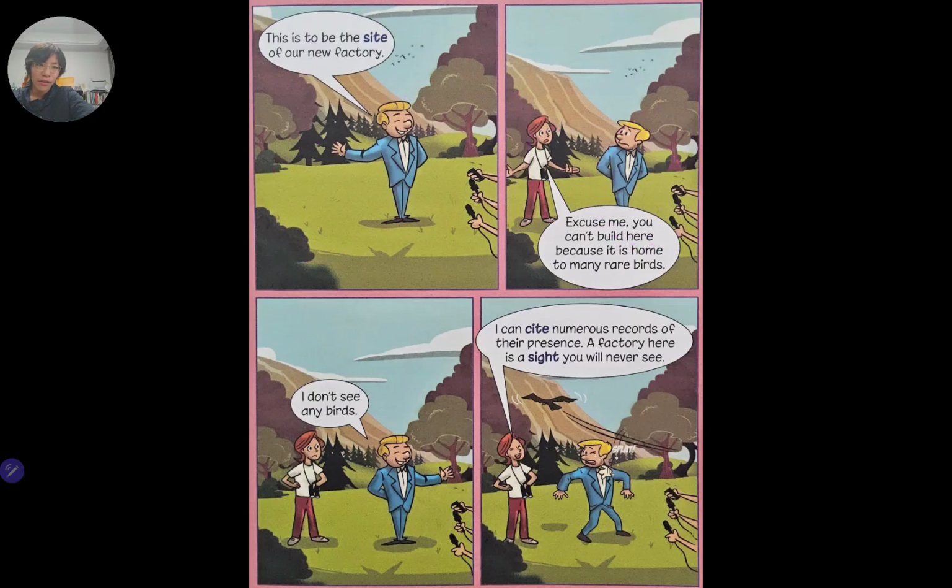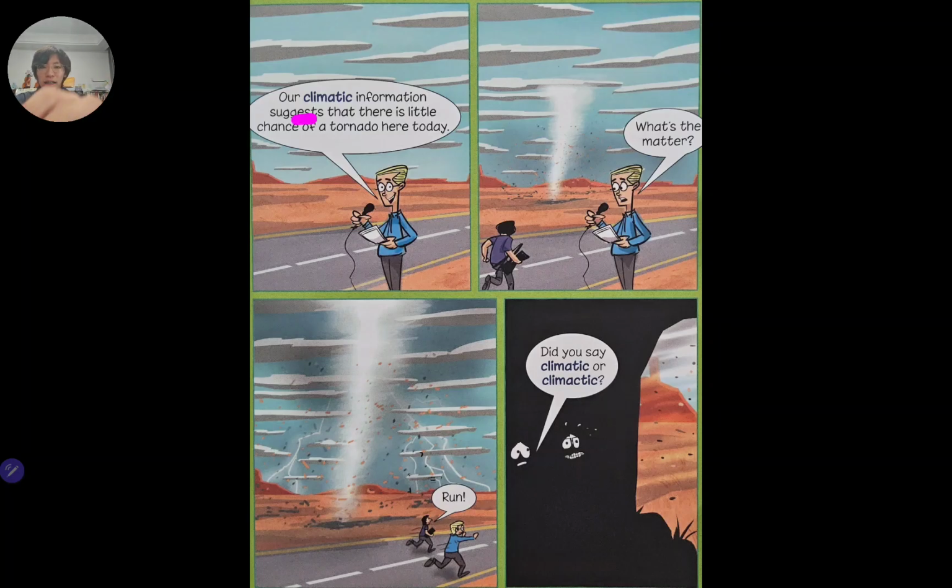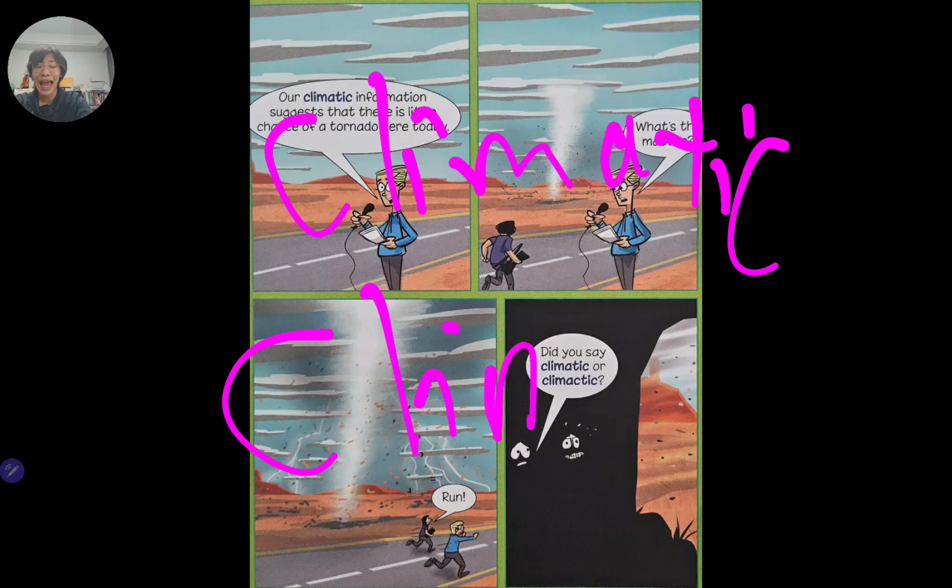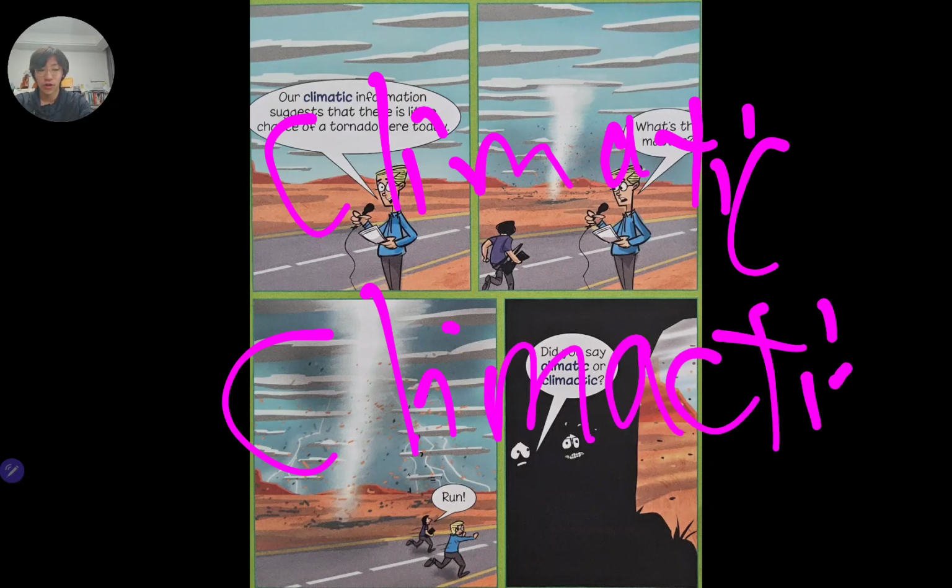Now, next up we have these words. We have the words climatic and climactic. Now, both of them are adjective forms of nouns. First of all, climatic means you're relating to the climate, something about the weather. And climactic is like, oh no, Godzilla's appeared and he's going to kill us all. Something like that. Got it?